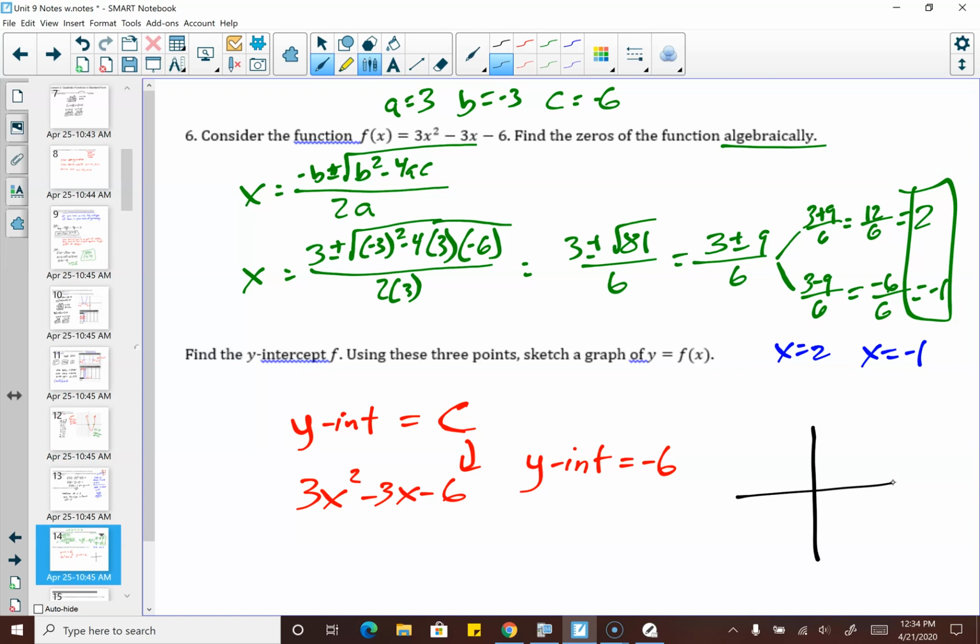So if I go to sketch my graph, I know I have zeros at +2 and -1. All right, and again, this is just an estimate. And I know I have a y-intercept at -6. So if I want to sketch a graph of what this is going to look like, my parabola is going to look something like that. Okay, so we know it has to go through the x-axis at -1 and +2. We know it has to go through the y-axis at -6, and it's going to be a sketch that looks a little bit like that, okay?